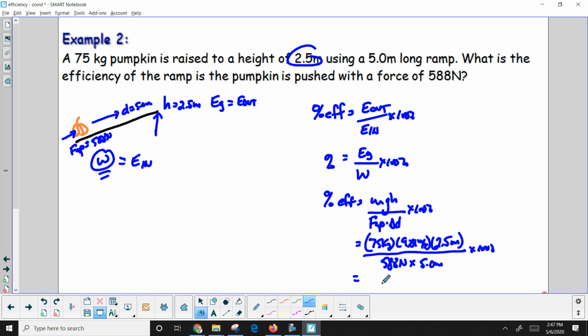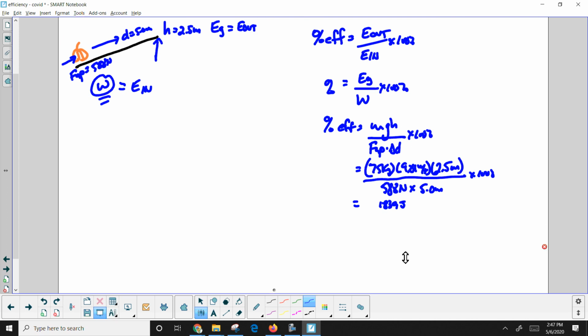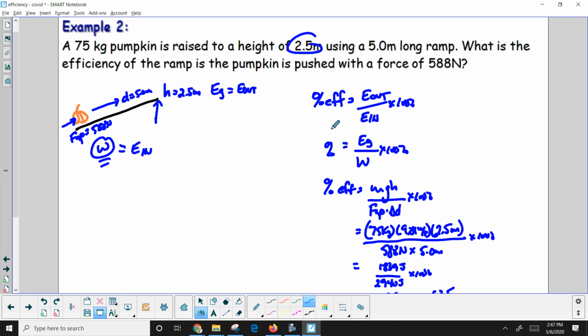And what do we end up with? For the EG, it looks like we're going to have 1,839 joules of EG. And this is all going to be over, let's calculate this, 2,940 joules of energy that we put in by the work. And once you calculate this, you end up with 0.625, or 62.5% efficiency.